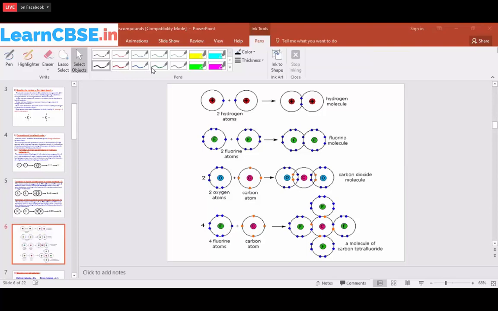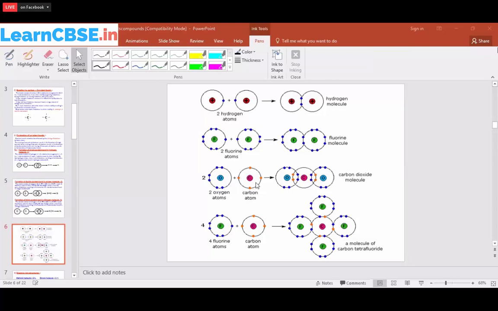Next one is the oxygen again. Here is the formation of the carbon dioxide molecule. Oxygen is present in group 16, so it has the configuration 2, 6. The 6 electrons are present in the outermost shell, so it needs 2 more electrons to complete the shell.